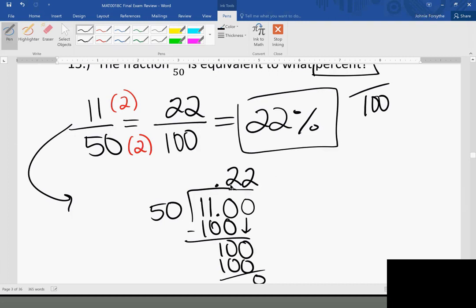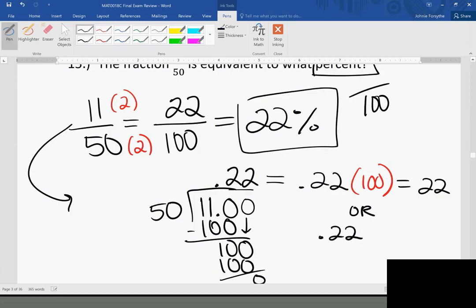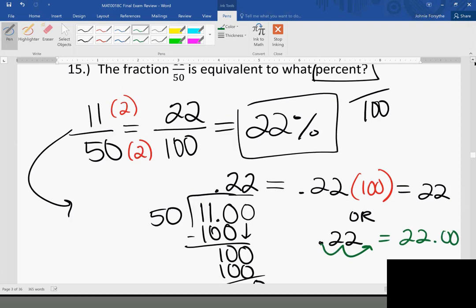So we have 0.22. So to change a decimal to a percent, you will multiply that decimal times 100. Or a quick way to do that would be to take the decimal, so if we multiply it by 100, we get 22. Or the shortcut way is to move the decimal 2 places to the right, which would give you 22. So either way, the answer is 22%. I just kind of want to show you the different ways that you could get that answer.